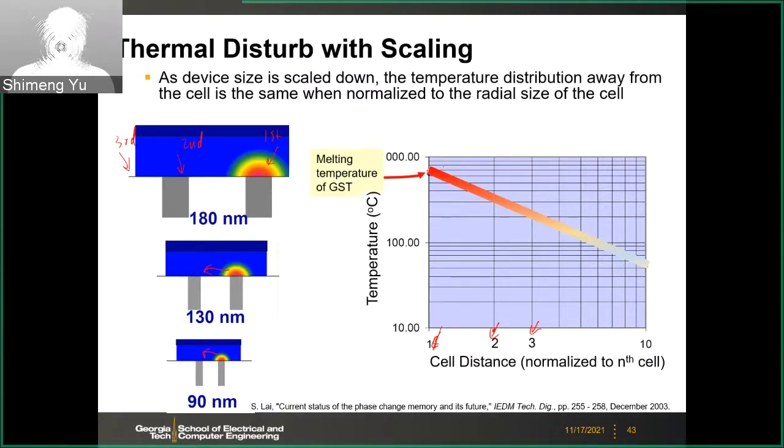And in the temperature profile, I believe this is 1000 C, this is like 600 C. And the second cell may say this 300 C. Third cell may say this 200 C. So if you keep doing that, then the other cells will be disturbed. And this limits how close you can place those cells.